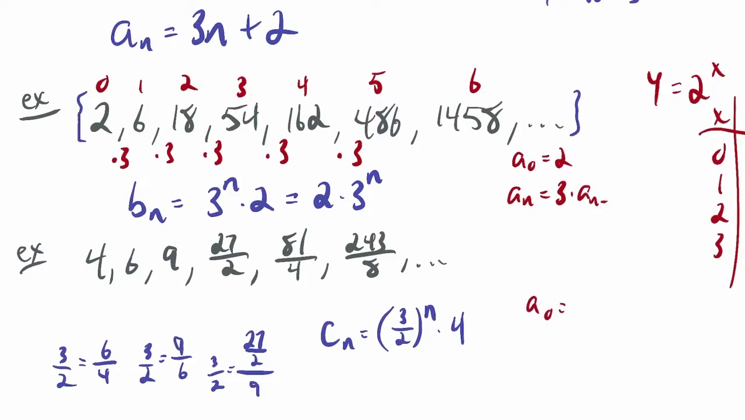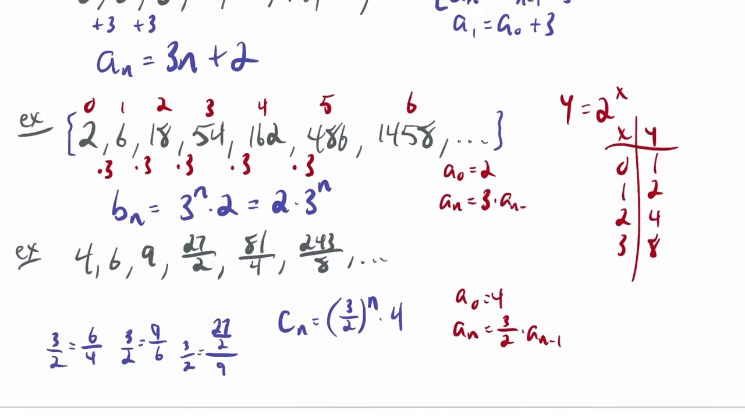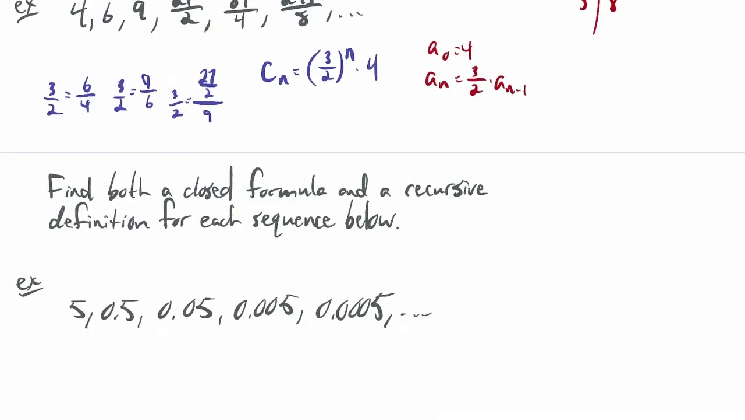So a0 is 4, and then a n equals 3/2 times a n minus 1, the prior term. Okay, let's see what's next. Oh, we got some more.